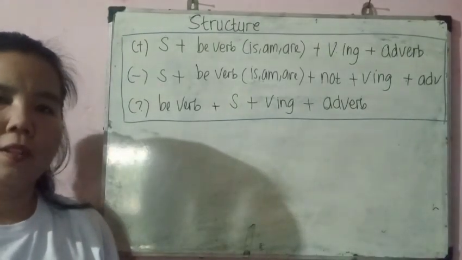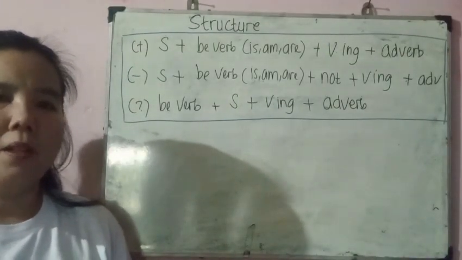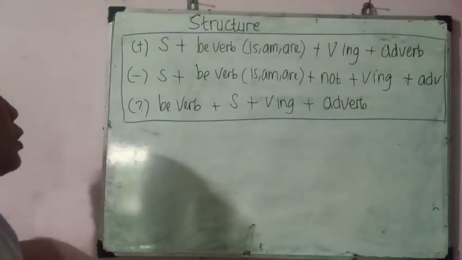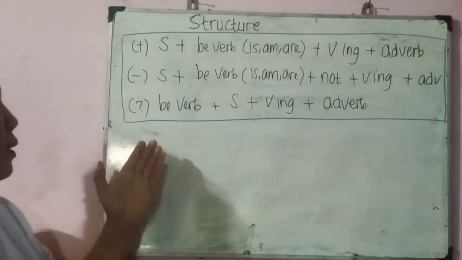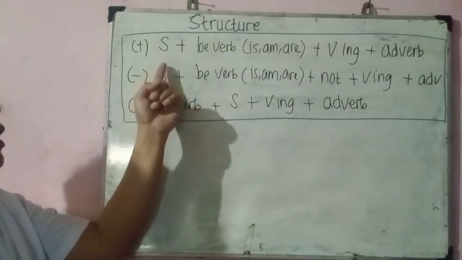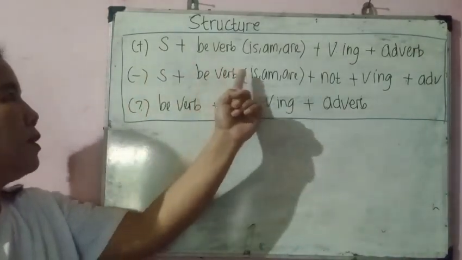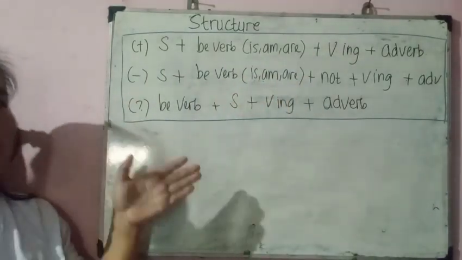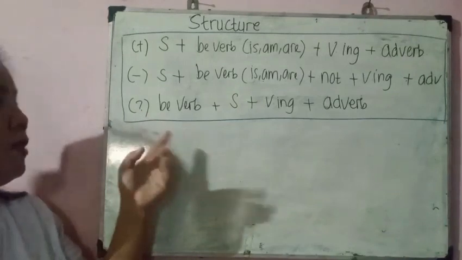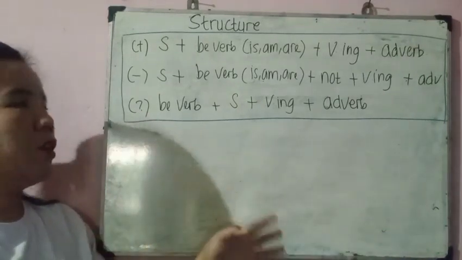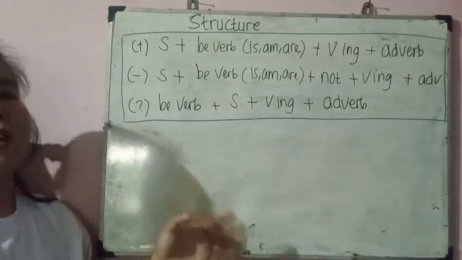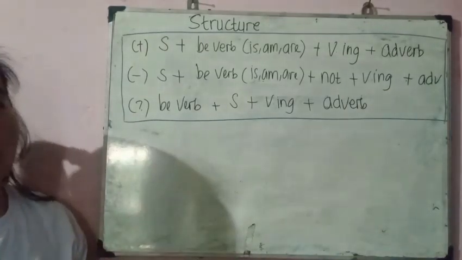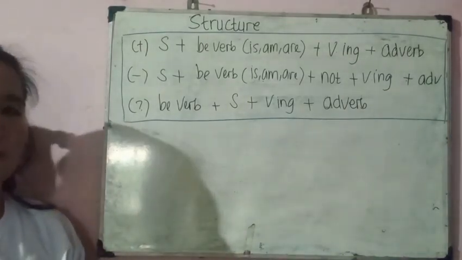Next, we are going to learn the pattern of the present progressive tense. Okay, look at the board. The structure is, in the positive sentence, we use subject plus be verb (is, am, are) plus verb-ing plus adverb. For the negative sentence, we use subject plus be verb plus not plus verb-ing plus adverb. And for the question sentence, we use be verb plus subject plus verb-ing plus adverb.